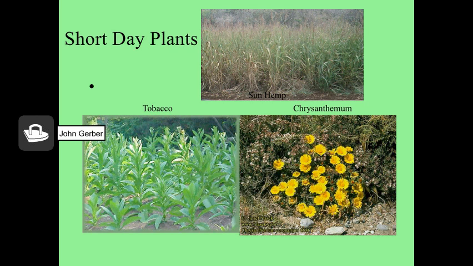Here's a few short day plants. These plants flower when days get shorter than some critical photoperiod. The one on the bottom left, tobacco, is one of the plants that a lot of the early research was done on.